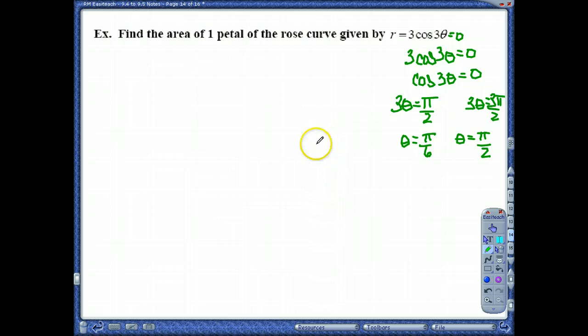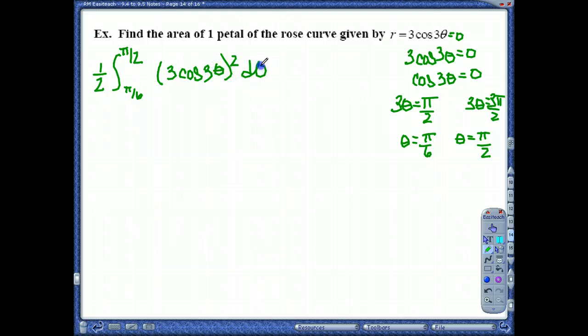So there's a lot of different ways we can take our area. Now this one's wide open, and it just said of one petal, so we could use any of those intervals that we wanted to. Normally, if they say in between 0 and pi, then we're sandwiched in between the interval we have. So when I go to find that area, I'm going to have 1/2 times my integral from pi over 6 to pi over 2, and I'm going to take my r squared, so 3 cosine of 3 theta squared d theta. Okay, so that's going to get me the answer.